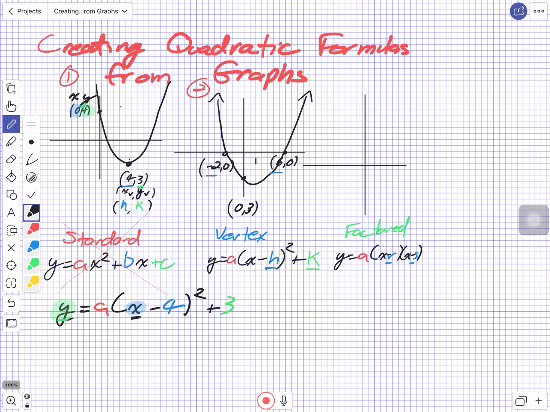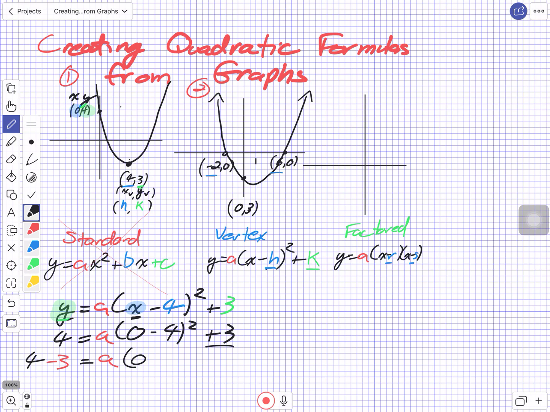So the y value is 4, is equal to a still unknown. The x value is 0, minus 4 squared plus 3. Okay, and now I start to isolate for a. I'm going to bring the 3 to the left side of the equation. That becomes 4 subtract 3 is equal to, still looking for a, okay?